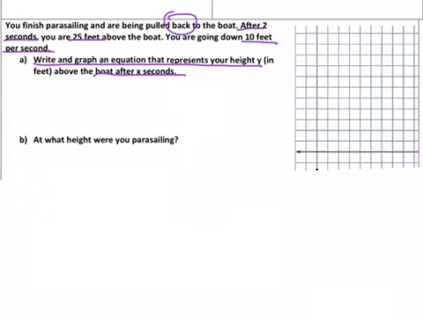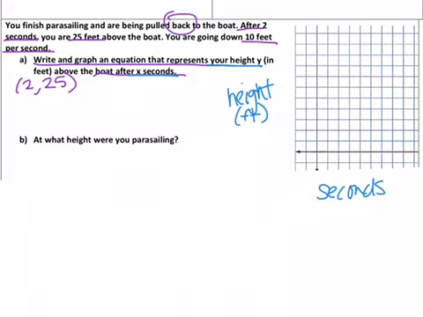First off, after 2 seconds, you are 25 feet above the boat. Guys, that is a point on our graph, okay? So let's go over to the graph and start labeling what we need to know. So first off, in A, it does say that X means seconds, Y means the height in feet that we're dealing with. So I'm going to go ahead and start labeling that. So our Y is talking about the height from parasailing, and that's in feet. And then we're talking about the seconds for X.